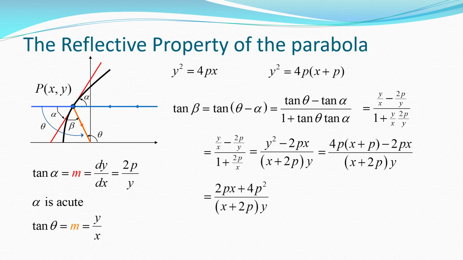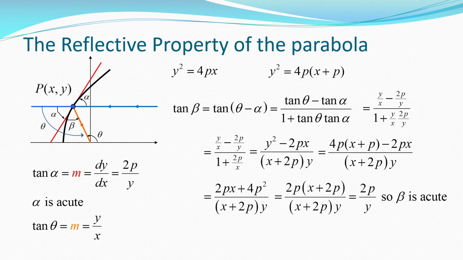Notice though there's a common factor of 2p in the summation in the numerator. But then we notice that we have a common factor of 2p in the denominator. So I'll take out that common factor, leaving me with x plus 2p as a common factor in the numerator and the denominator, canceling, giving us that the tangent of beta is 2p over y. We know that y is positive, so now we know that angle beta is acute. But tangent of alpha and tangent of beta, they're the same number. They're both 2p over y. So since their tangents are the same and they're both acute, that means alpha equals beta.